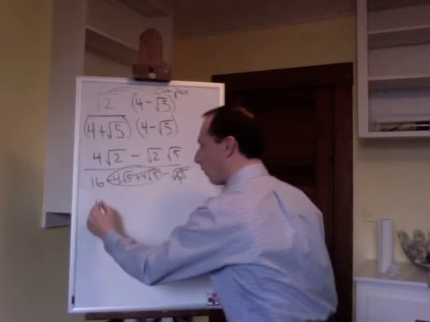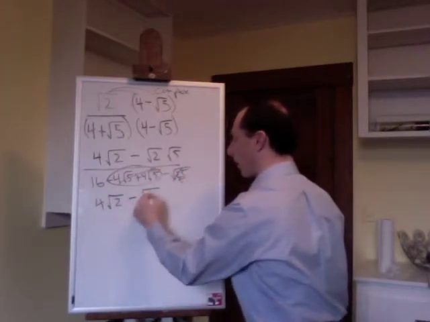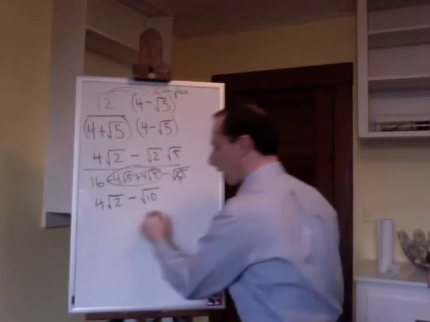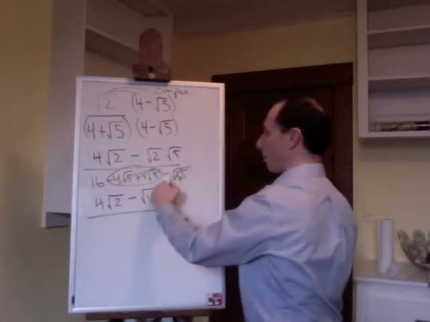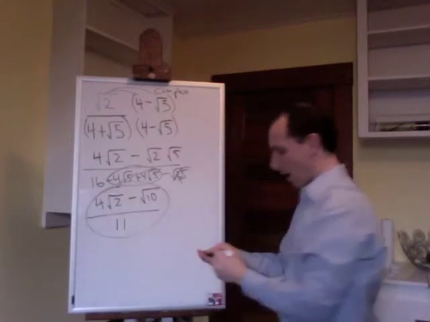So I've got 4 radical 2 minus 2 times 5 is radical 10. Not much I can do there. 16 minus 5 is going to leave us with 11. And there you have it.